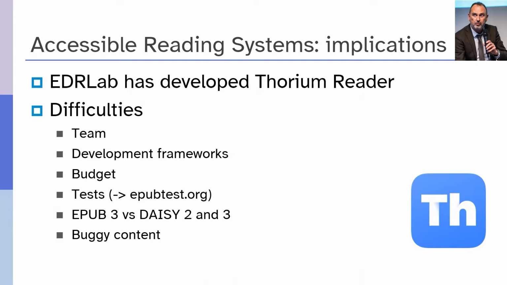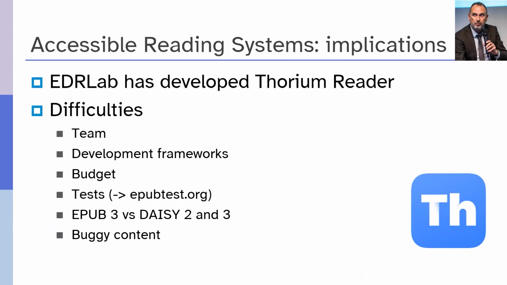EPUB 3 versus Daisy 2 and 3, this is also an issue. We will maybe talk more about it later if you like. But EPUB 3, as I said before, has been chosen by the industry, but still Daisy 2 and 3 formats are there. So we must accommodate that.